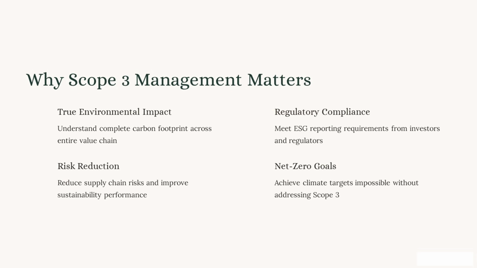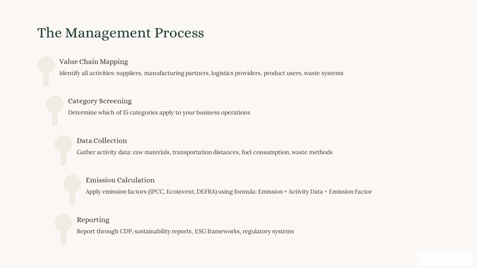So, the steps in Scope 3 inventory management generally follow a structured process. Step 1, value chain mapping. The first step is to identify all activities across the company's value chain. This includes suppliers, manufacturing partners, logistic providers, product users, and waste management systems. Companies map these activities to determine where emissions occur.